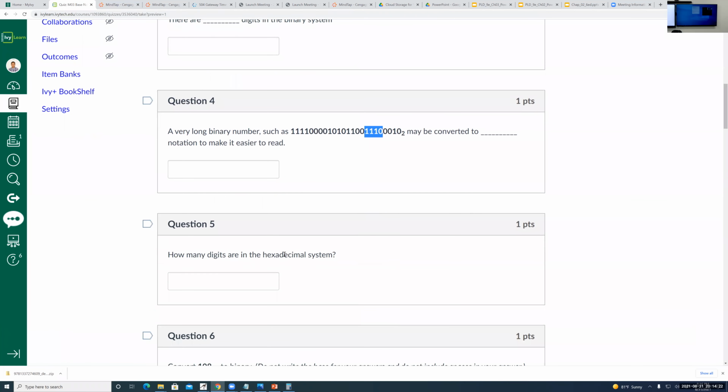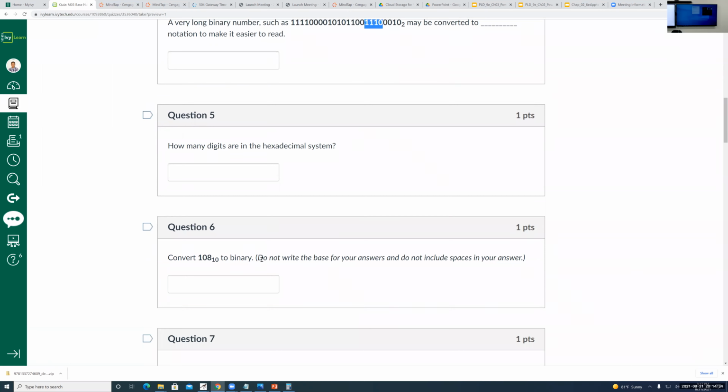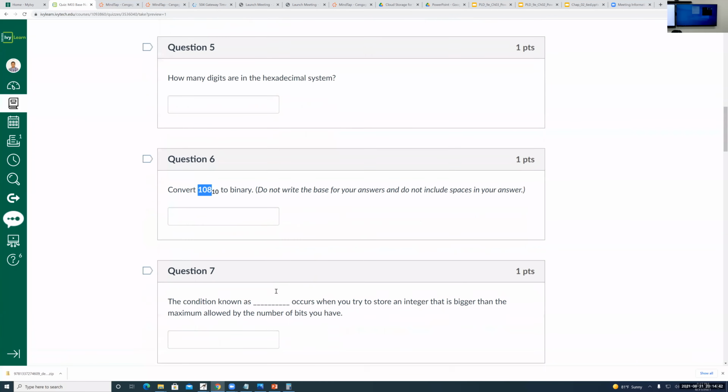How many digits in the hexadecimal system? What do you think? 16. Yeah, 16. Everything from 0 to 9, A, B, C, D, E, F. To the binary, very simple. You can use a calculator if you want. I don't force you to do it manually.